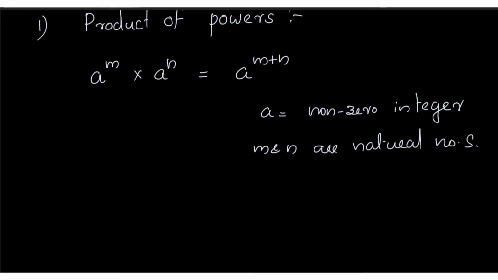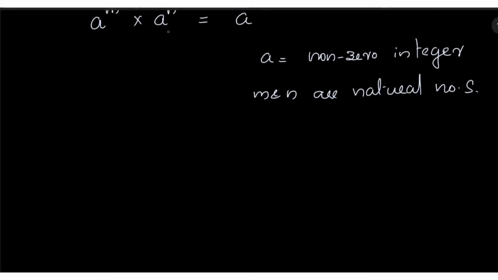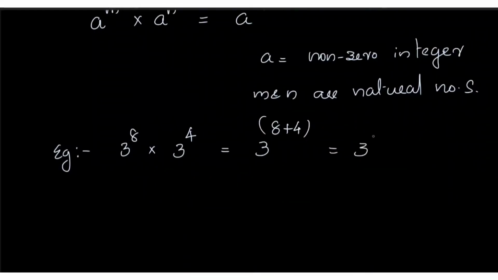That is the condition. For a given non-zero integer with powers as natural numbers, a raised to m into a raised to n is equal to a raised to m plus n. Here the bases are the same. Then only we can apply this product of powers law. For example, 3 raised to 8 into 3 raised to 4 is equal to 3 raised to 8 plus 4. It is equal to 3 raised to 12. That is 3 multiplied 12 times.